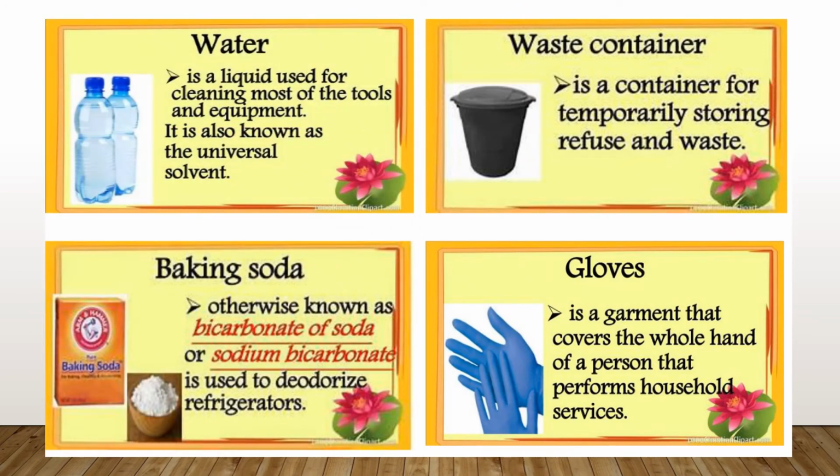Supplies and materials. We have water. It's a liquid used for cleaning most of the tools and equipment. It is also known as the universal solvent. Waste container is a container for temporarily storing refuse and waste. Baking soda, otherwise known as bicarbonate of soda or sodium bicarbonate, is used to deodorize refrigerators. Gloves is a garment that covers the whole hand of a person that performs household services.